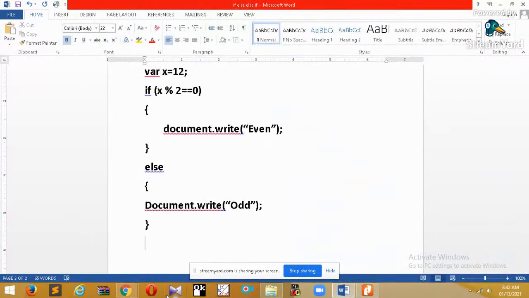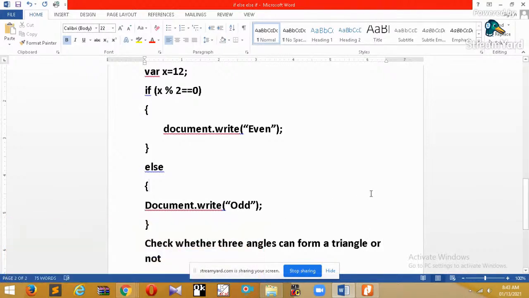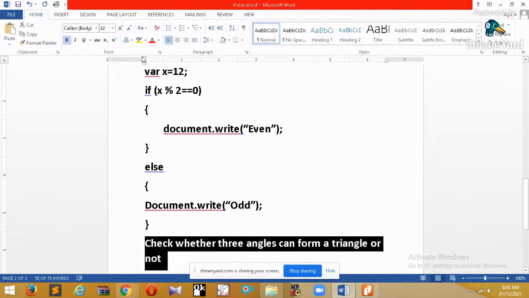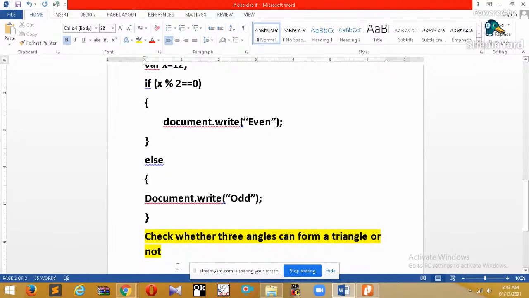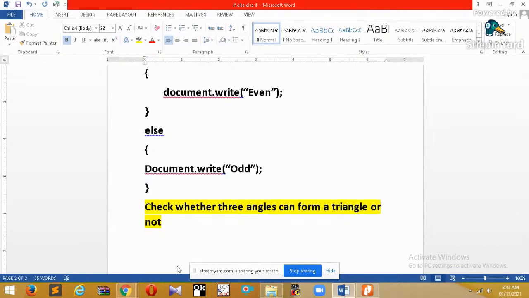So the next question I am asking is: check whether three angles can form a triangle or not. So this is my second question. What is the question? Suppose you are given three angles, A, B, C. Whether they can form a triangle or not.